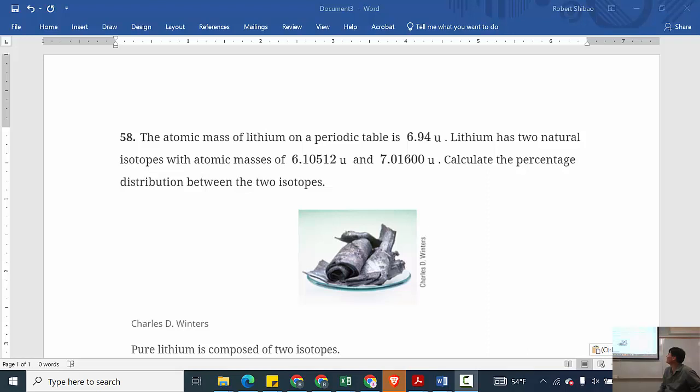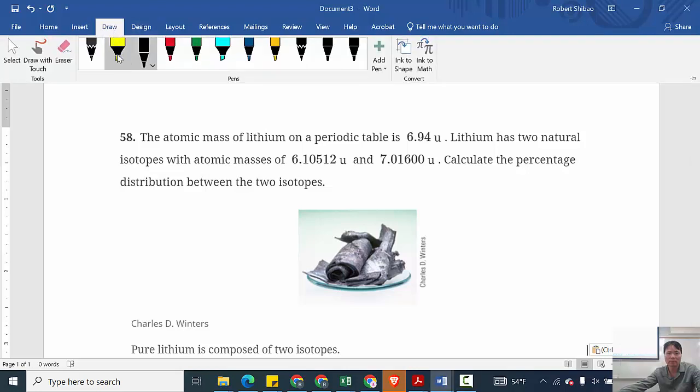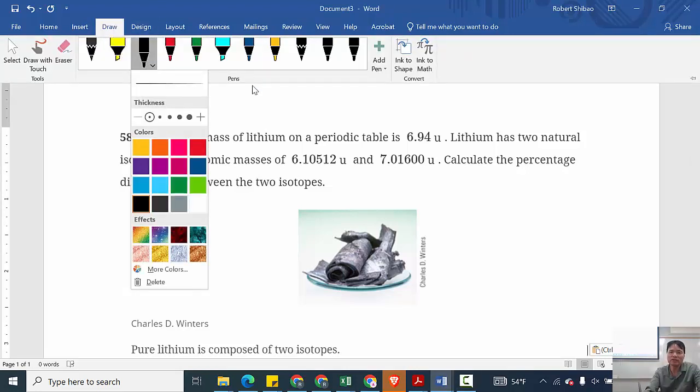The quadratic table is 6.94 U. That's the average. The weighted average, we call it. And it would be the weighted average of all isotopes.